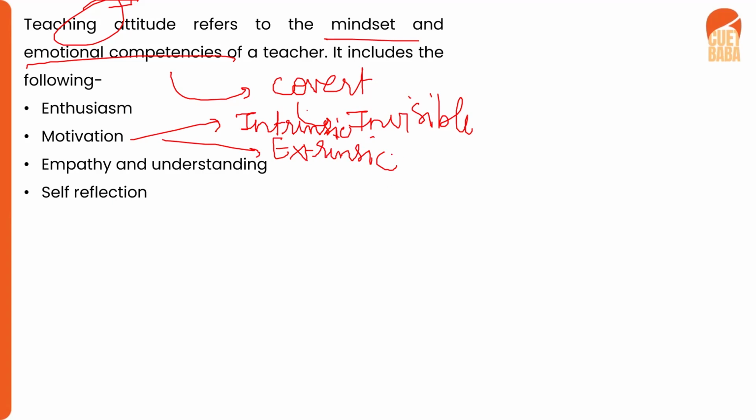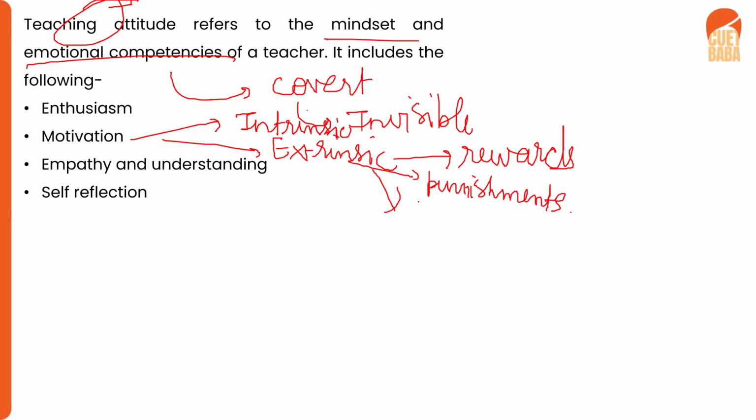Then we have some extrinsic values. Extrinsic values generally refers to some rewards or some kind of punishments. Some students fear that if they won't speak in the class, they'll get punished. A good academic record is also extrinsic. So scoring good marks. If students learn today in class, they'll score good marks. So these are all the kind of extrinsic motivation that the learners can possess.